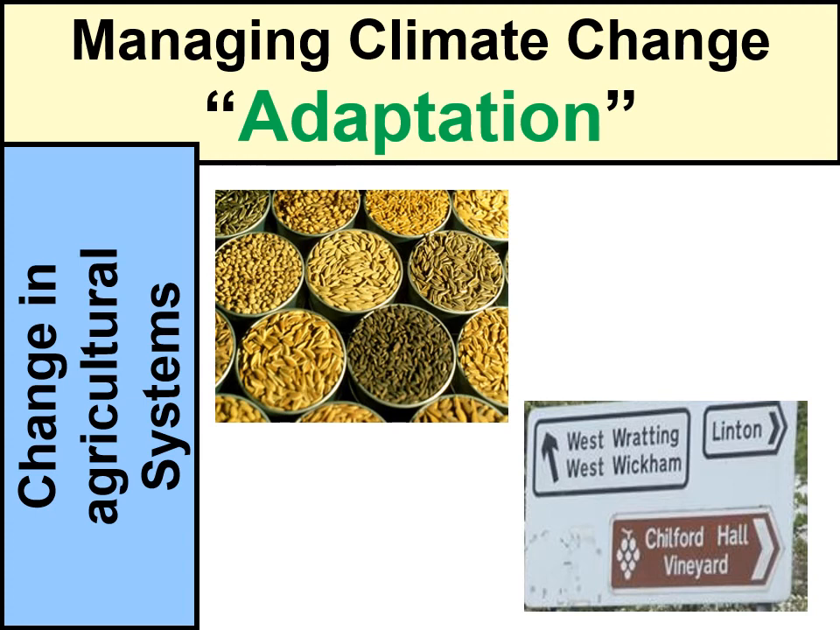In the UK, changing agricultural systems, there's now lots of vineyards, so growing grapes for UK wine. It was a very, very small industry in the past, even 10, 20 years ago. Now it's quite a wide-ranging industry, and there's lots of vineyards in the UK. So changing agricultural or farming systems is a way to adapt to climate change.